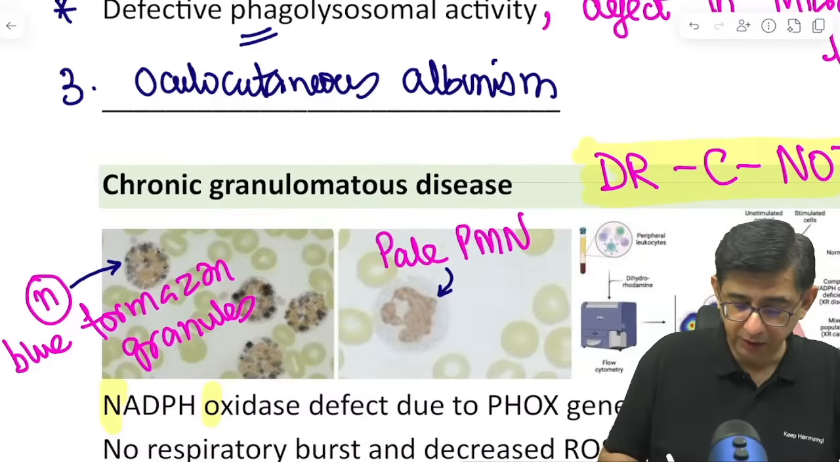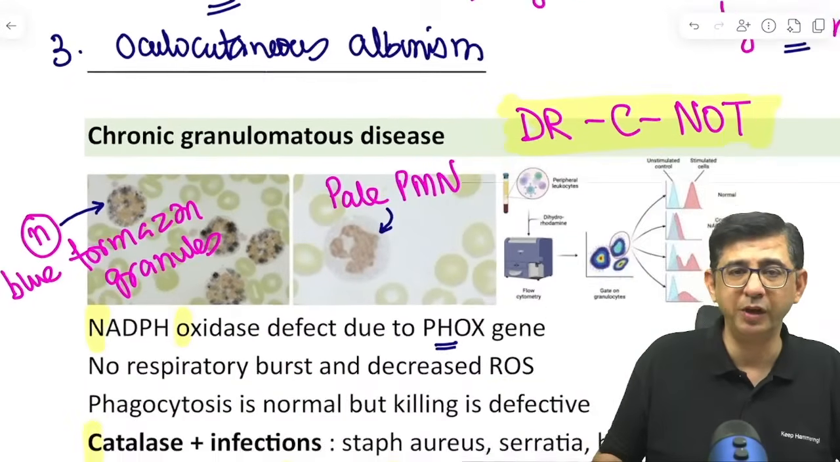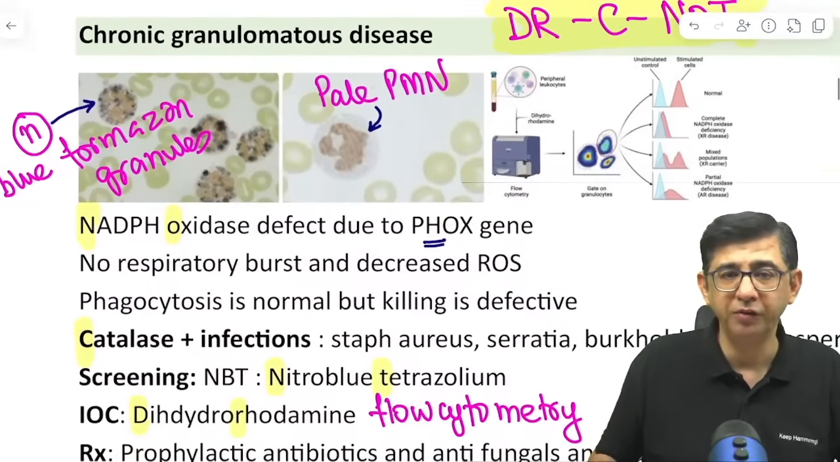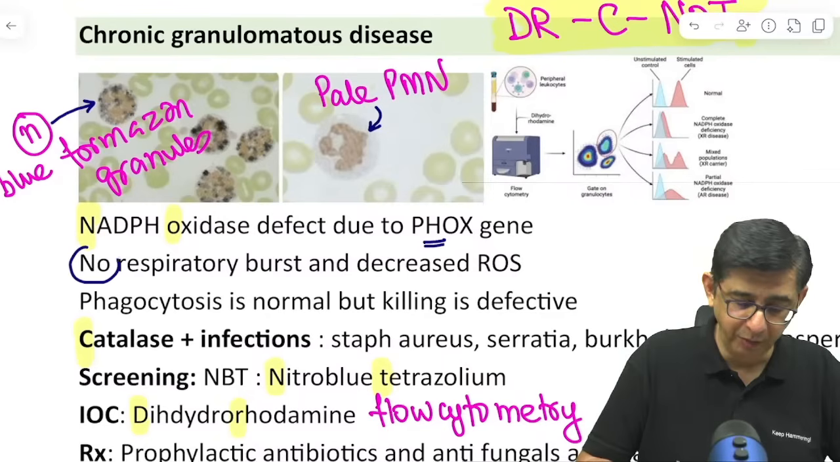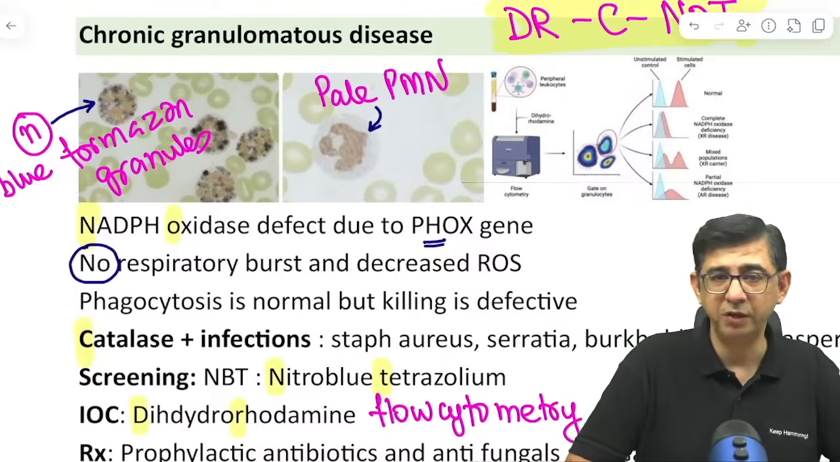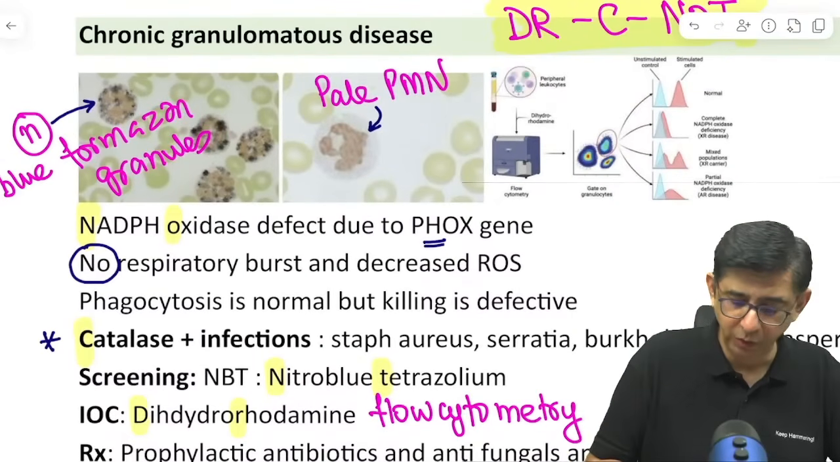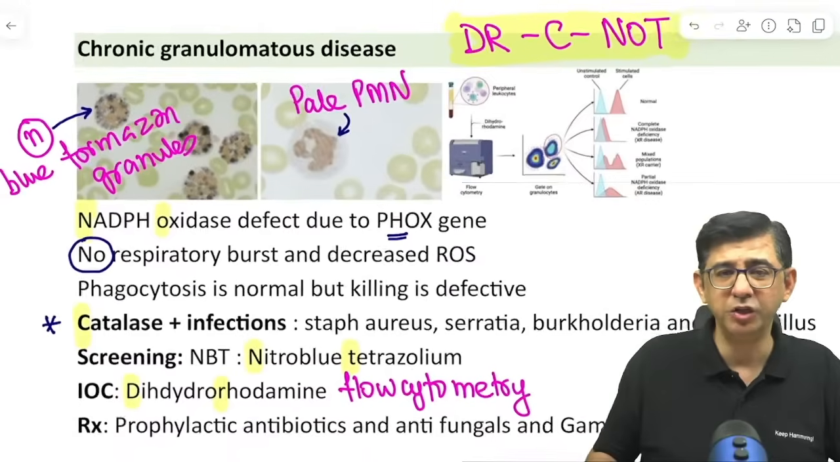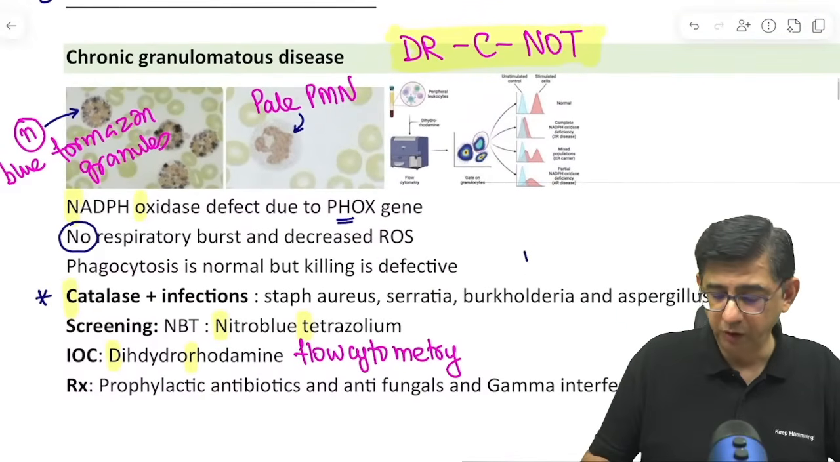Now, once you get that this is due to the FOX gene, the next thing to be remembered is that superoxide radicals and the respiratory burst would not be happening. So phagocytosis will be occurring, but the killing part is defective because there is no respiratory burst. The highlight of this condition will be infection with catalase positive organisms. Catalase positive organisms include Staph aureus, Serratia, Burkholderia, and then Aspergillus. All of them will again be contributing to the development of pneumonia.